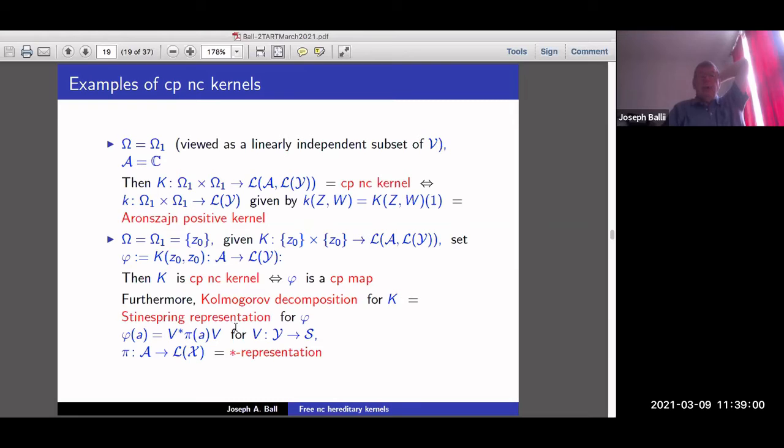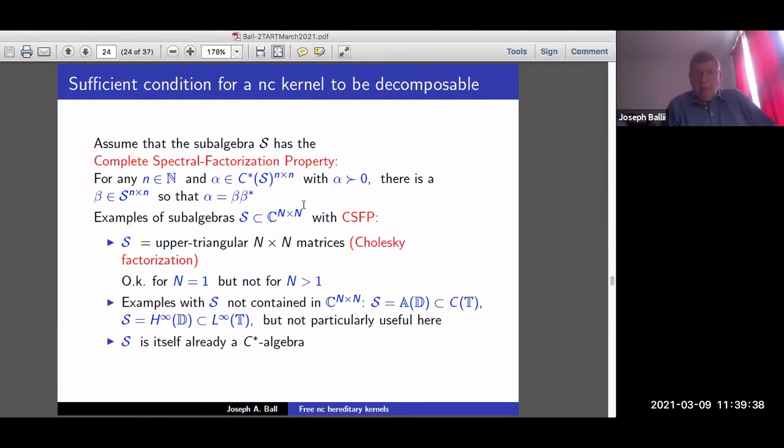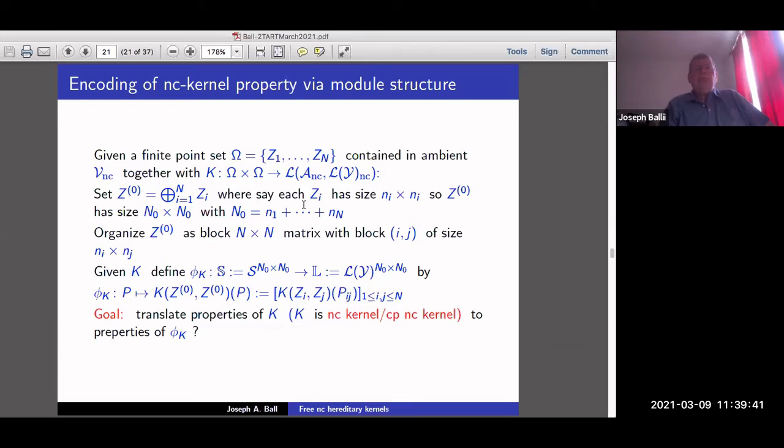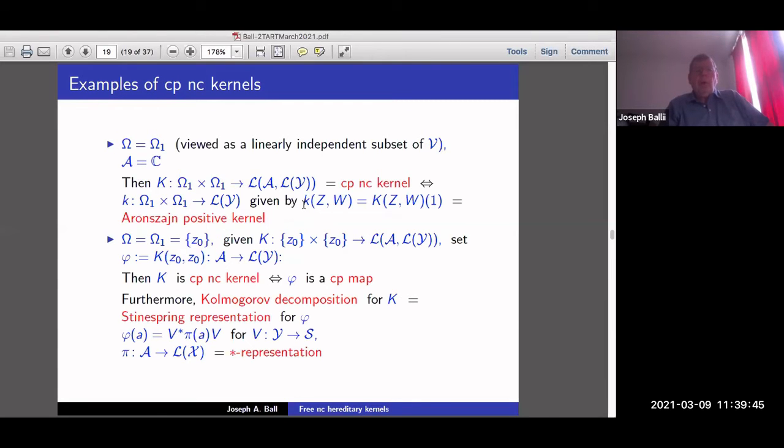Now, connections with other objects. If we assume omega only has level 1, and we take the C-star algebra A to be the complex numbers, not a very exciting C-star algebra, but nevertheless, and we have a completely positive noncommutative kernel, then we define K by restricting the C-star algebra argument to be 1, then that's an Ehrenpreis positive kernel.